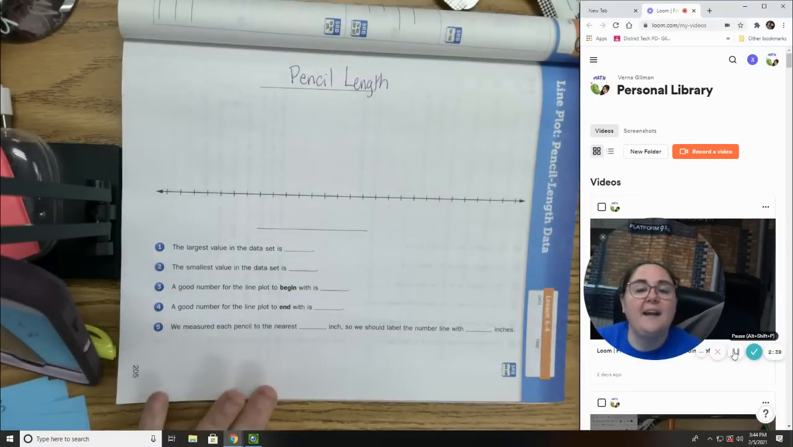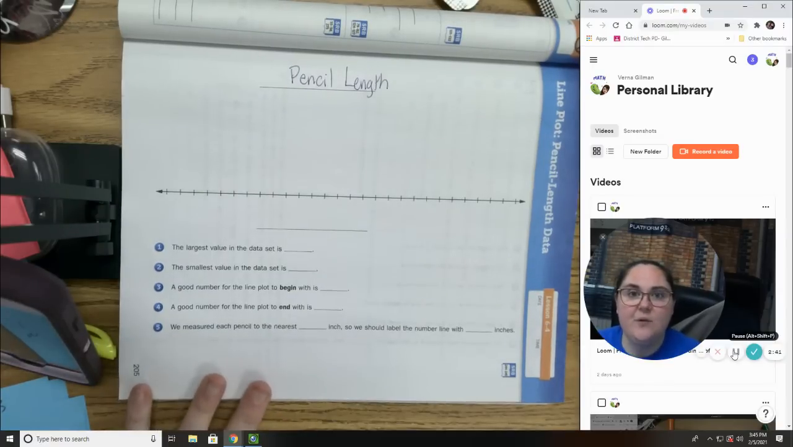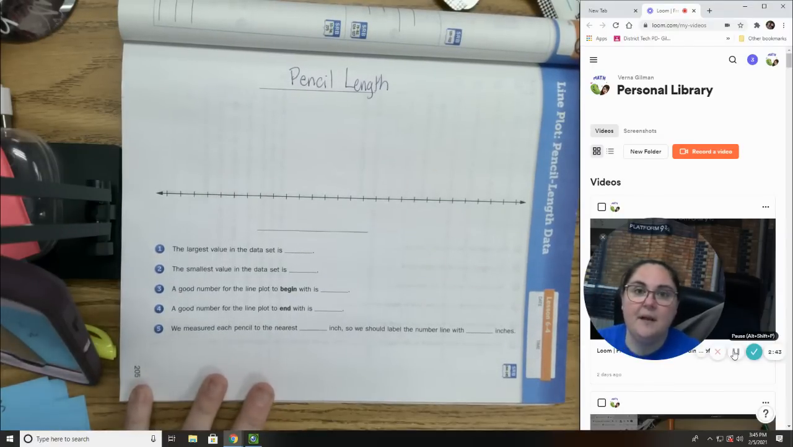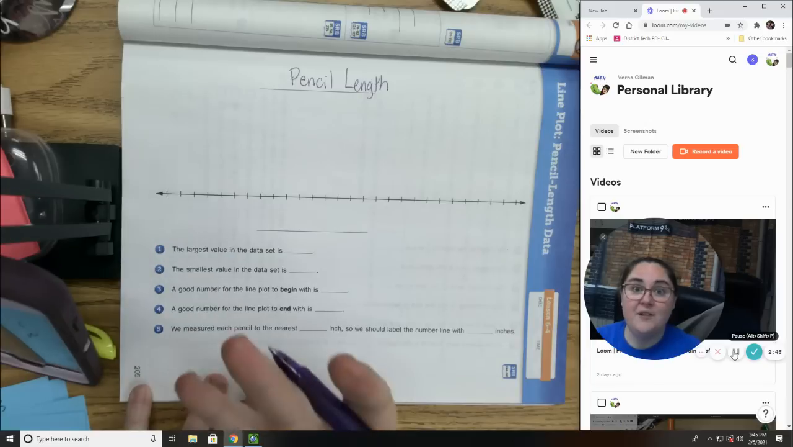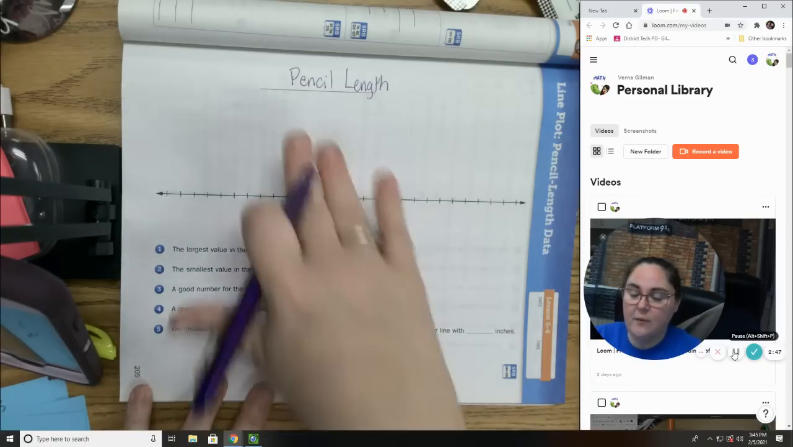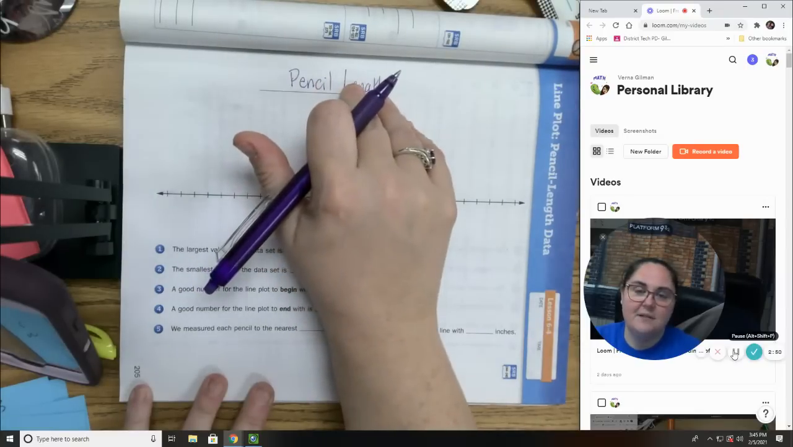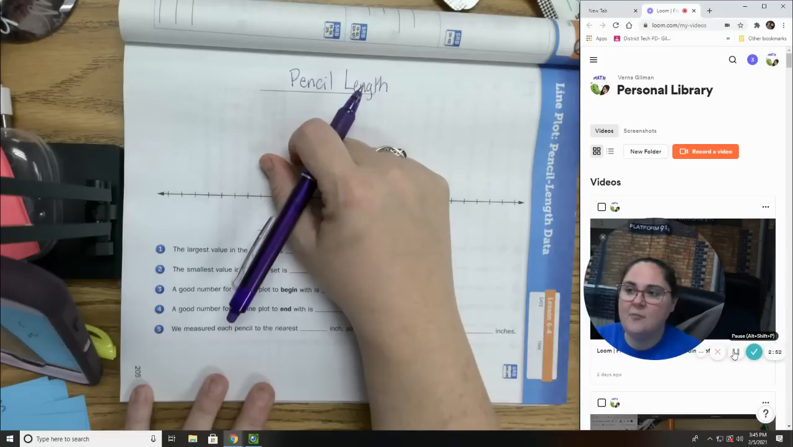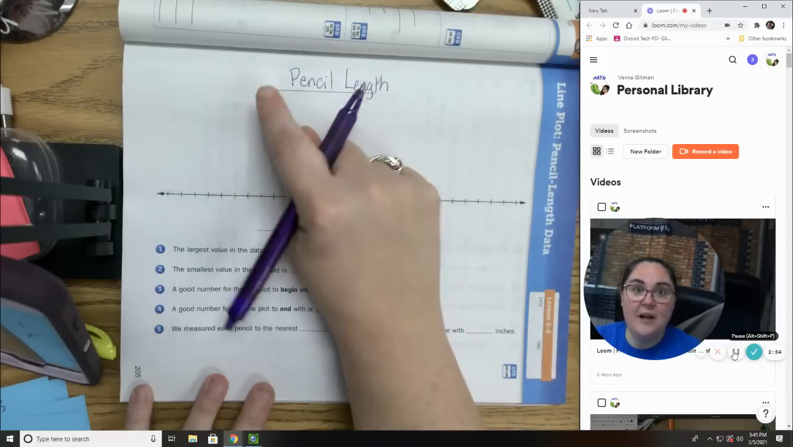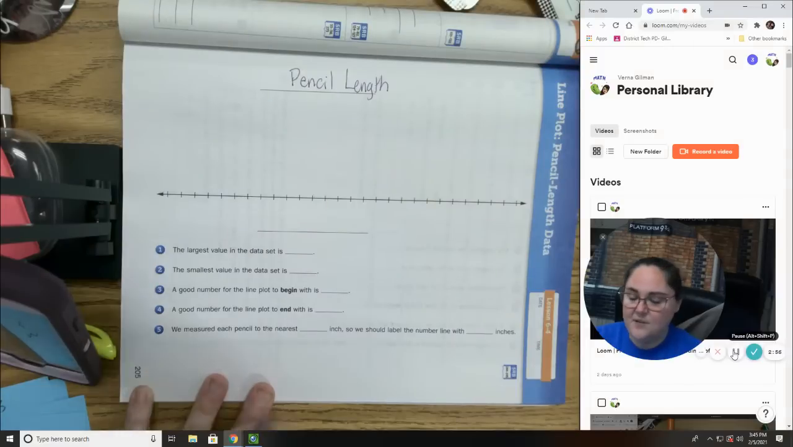When you're coming up with a title for your graph, you need to find something that really describes in a quick snapshot what the graph is showing, right? So if I were measuring height, I would put that here. If I were measuring temperature outside, I would put that here. So whatever you're measuring, that's your title, okay?